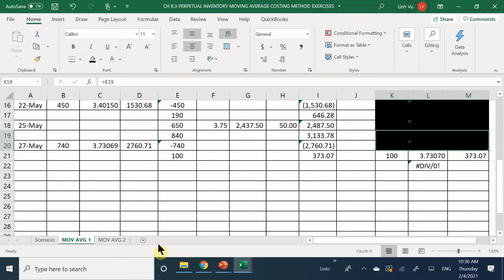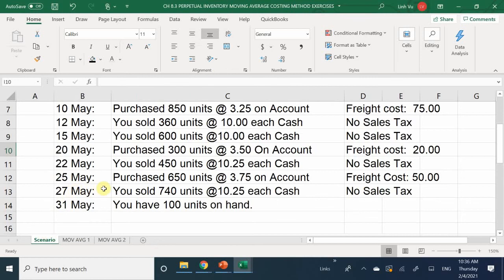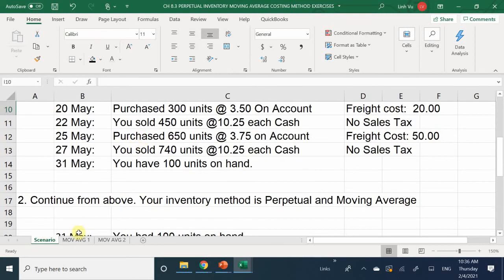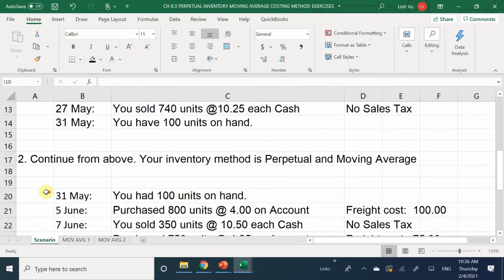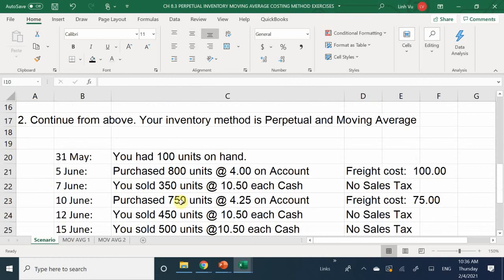So let's go ahead, finish up the last portion, okay? So here we have 100 items, right? We solved for it, and it's going to cost me a total of $373.07. All right, so with that being said, now we are continuing on with our inventory. Our inventory method is still perpetual, and it's still moving average. But here we have beginning inventory, again, of May 31st. You have a total of 100 items on hand.